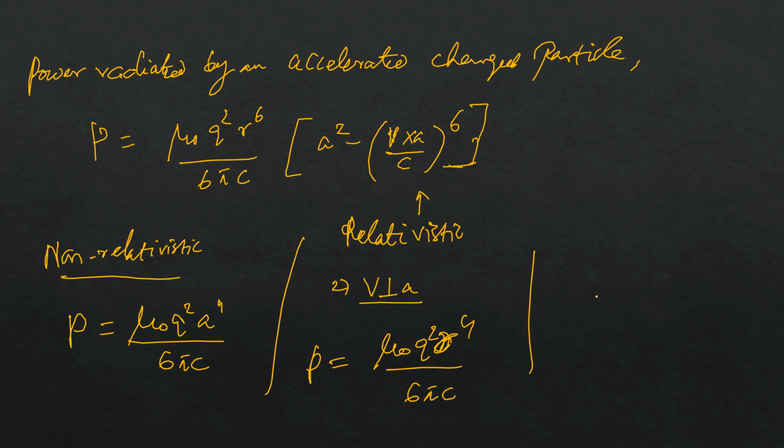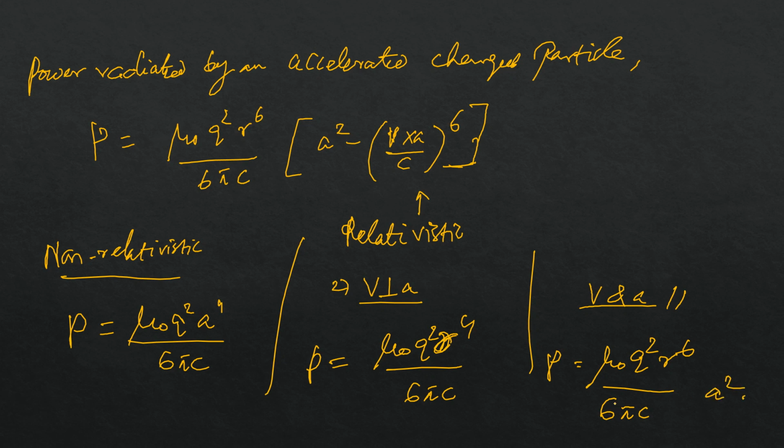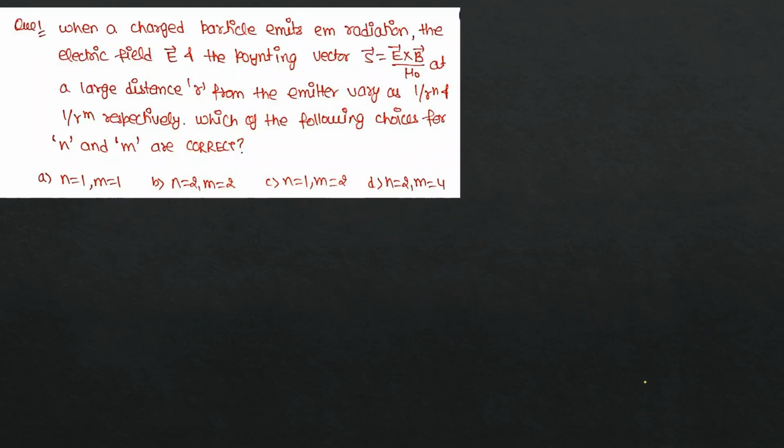And if v and a are parallel, then what will happen? P is equal to mu naught q square r sixth divided by 6 pi c a square. These are the formulas that you really need to remember. So let's go to some questions now.